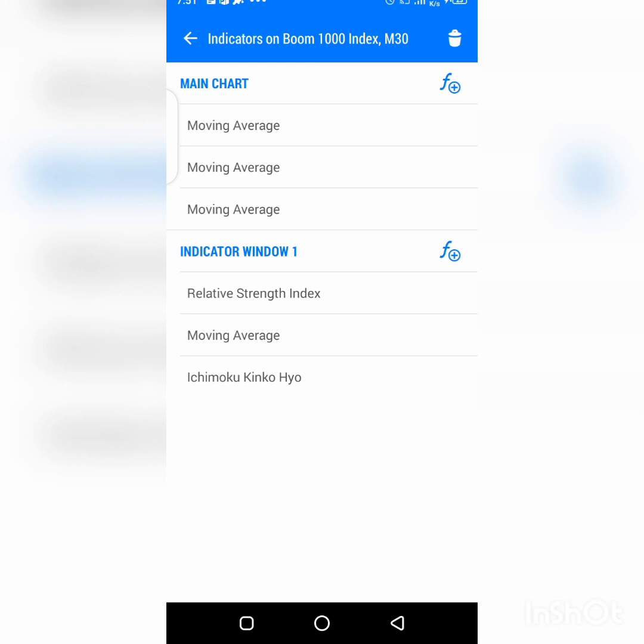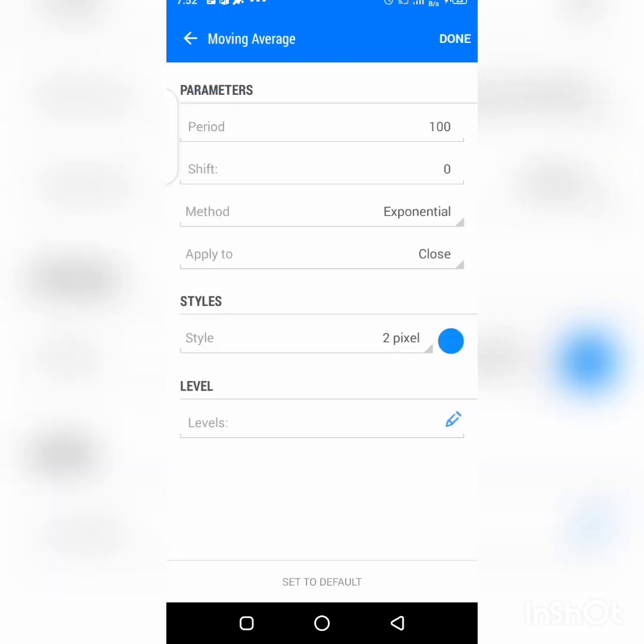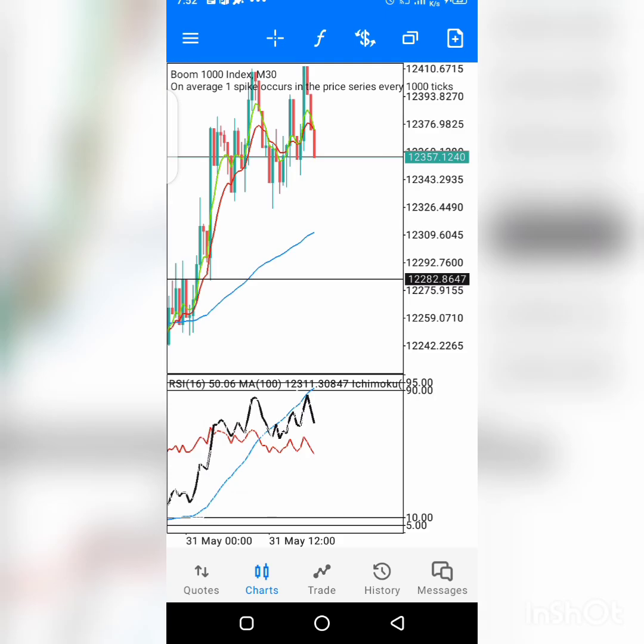Then we have RSI, moving average, and Ichimoku under indicator window one. So the first indicator you're bringing in is the moving average, the MA 100. The period is 100, shift is 0, method is exponential, apply to close. Then you can use two pixel or any pixel at all. Choose any color of your choice.